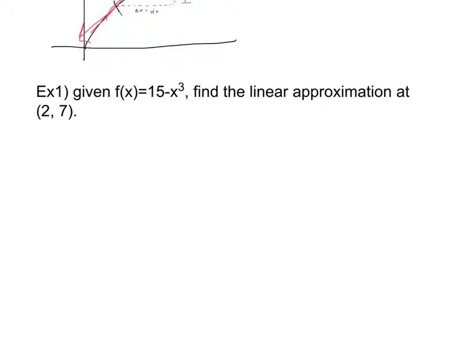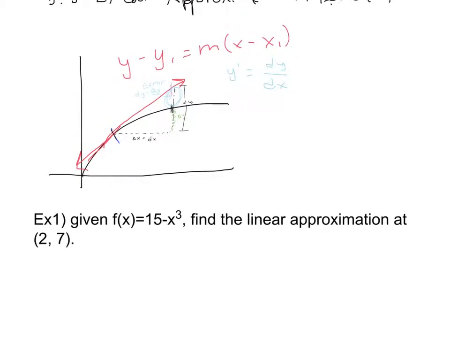First of all, I don't know what 15 minus x cubed looks like as a function, but it doesn't matter. If you want to go ahead and graph it to give you a visual of what's happening, totally feel free to do so. I'm not going to, but you're welcome to graph it in your calculator and see what it looks like at the point 2 comma 7. So we're already given a point, and we know that our linear approximation needs to be a line.